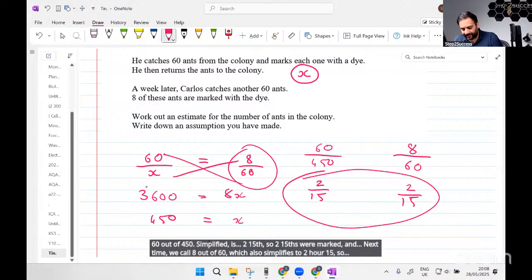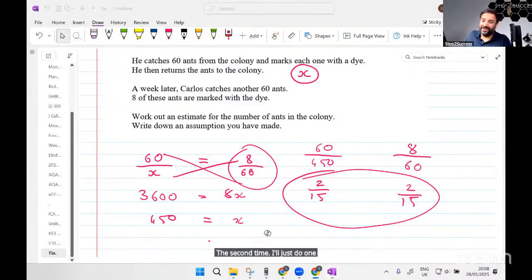So the point is, we are assuming that the fraction that we caught and marked the first time will be the same the second time. I'll just do one more to show you they're all the same.